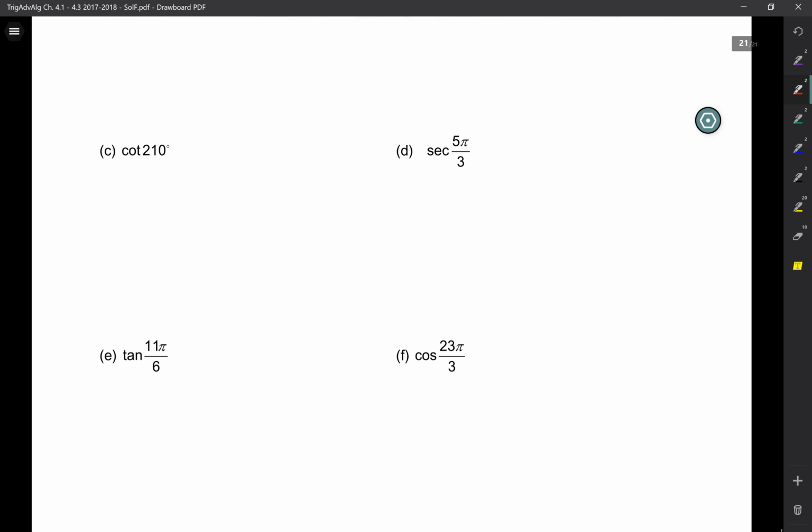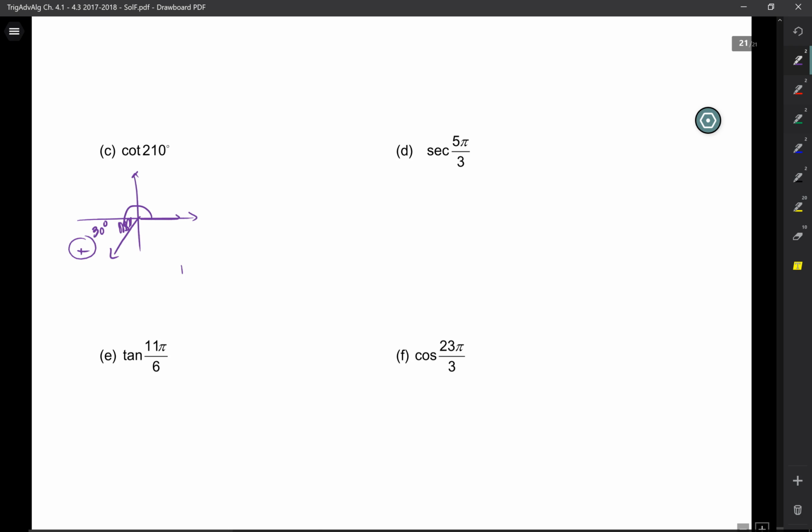Now let's do this one. Cotangent of 210. Let's draw it. What quadrant will that land in? 3. In that quadrant, is cotangent positive or negative? All students take calculus, so it's positive. What's the reference angle? 30 degrees.